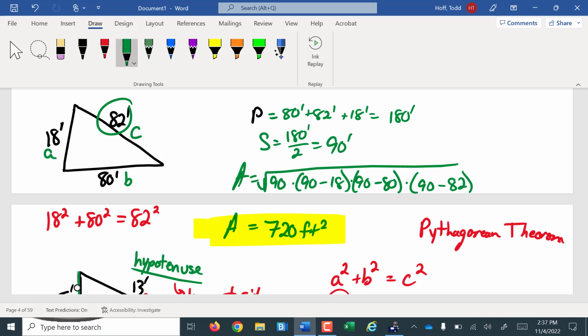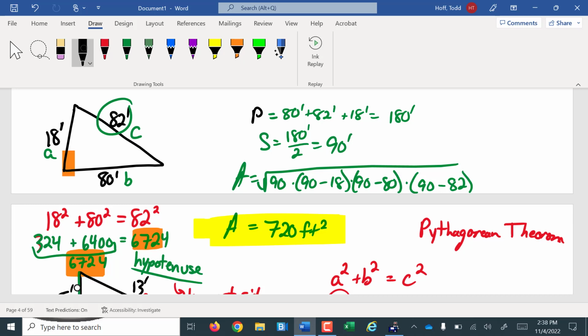Well, 18 squared is 324. 80 squared is 6,400. 82 squared is 6,724. If I add those two up, I get 6,724. So yes, it is the same value on both sides. So it must be a right triangle. And of course, the right angle has to be between the two shorter sides.